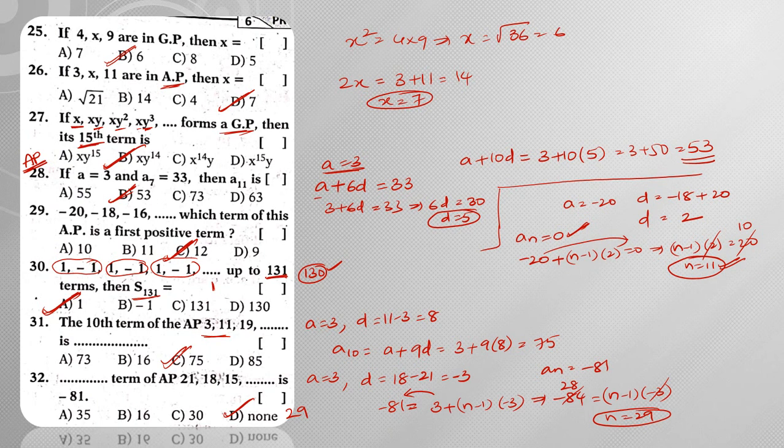Right? So let us see, 84 divided by 3. So 3 2s are 6. Next, 3 8s are 24. Okay, so likewise we can get the 29th term is nothing but minus 81. But in the options none is given, hence none will be my answer.